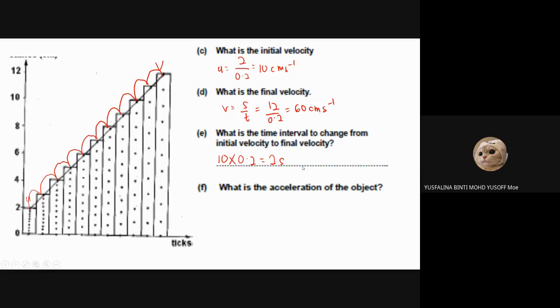Then after that, you can use the formula for acceleration, V minus U divided by T. So 60 minus 10 and the time is 2. So 50 divided by 2 is what? 25 cm s negative 2. Are you clear how to calculate if they give you one strip and then divide it into 10 ticks, then they arrange it in the graph? Then you have to calculate. Very good.